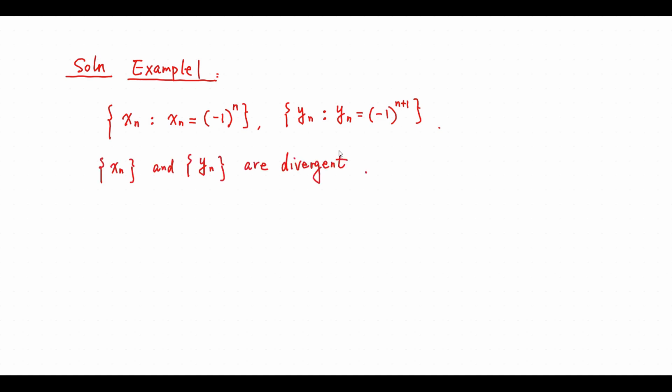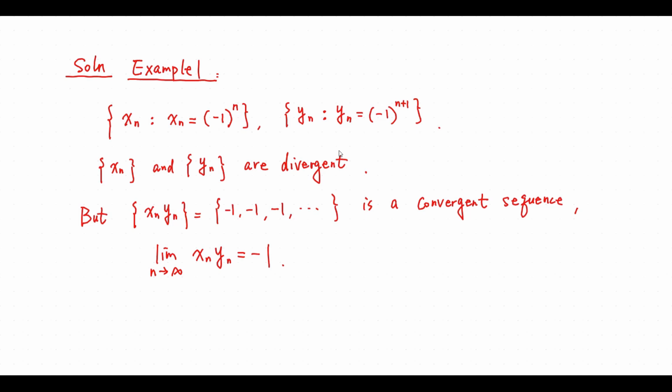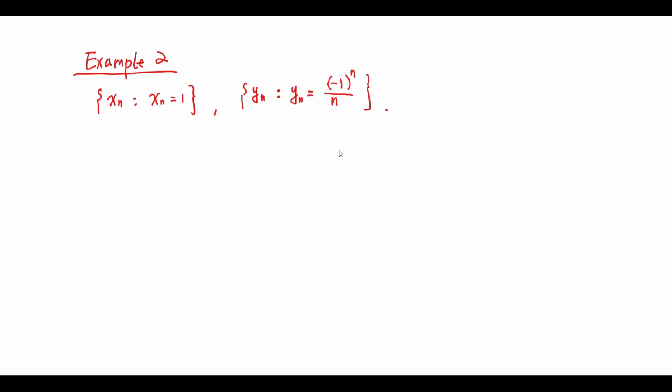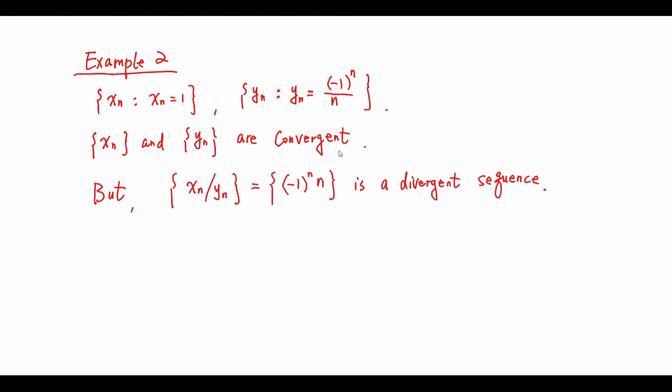Solution. Example 1. The sequences xn, yn are defined by those two. Then xn and yn are divergent. Their product is a convergent sequence. If these two sequences, then the sequences xn and yn are convergent, but the quotient is a divergent sequence.